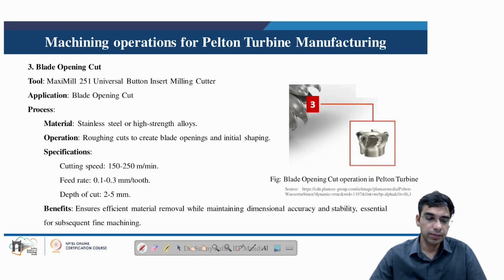During this operation, machining process parameters such as cutting speed of 150 to 250 meter per minute are utilized. Feed rate of 0.1 to 0.3 millimeter per tooth is utilized. Depth of cut 2 to 5 millimeter is utilized. Subsequently, we can see the benefits of this process: it ensures material removal while ensuring dimensional accuracy and stability, which is essential for fine machining.